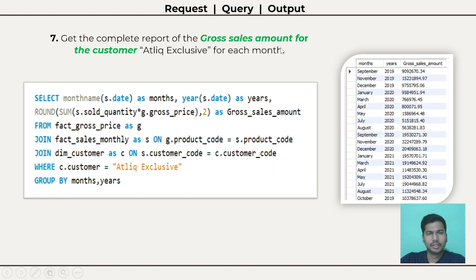Seventh request, to find out gross sales amount for the customer, and that should be Atliq Exclusive for each month. So here I have to retrieve the month name and the date, years, all those things. Use sum function and join the two different tables, and in where it was Atliq Exclusive. So this is the result which I got.